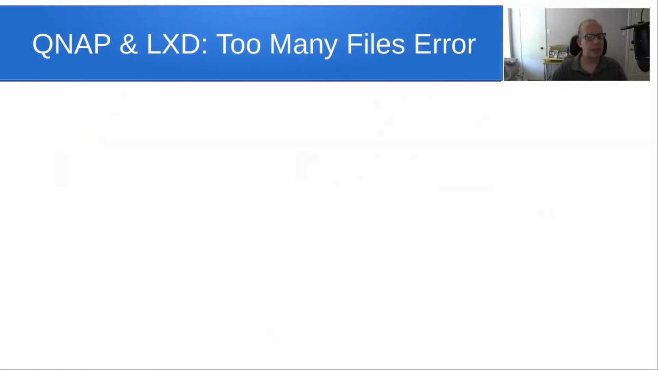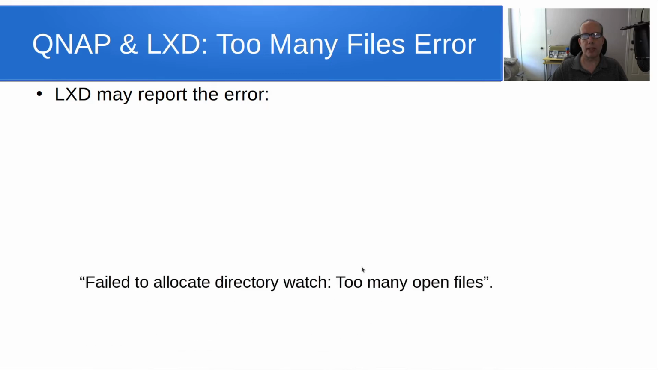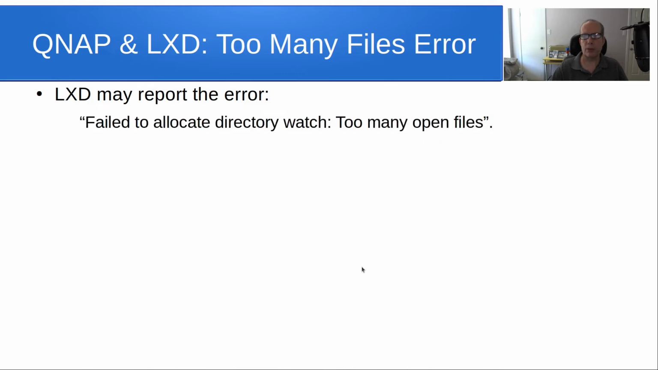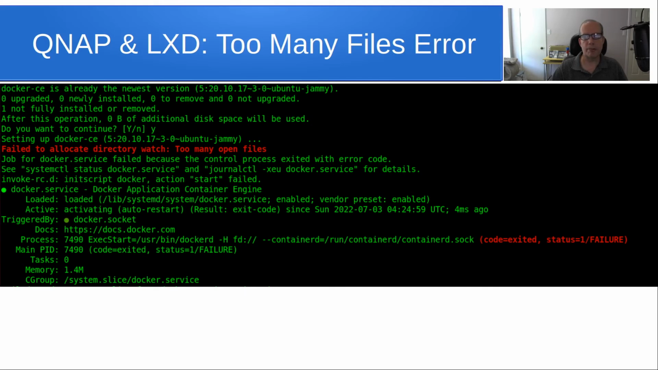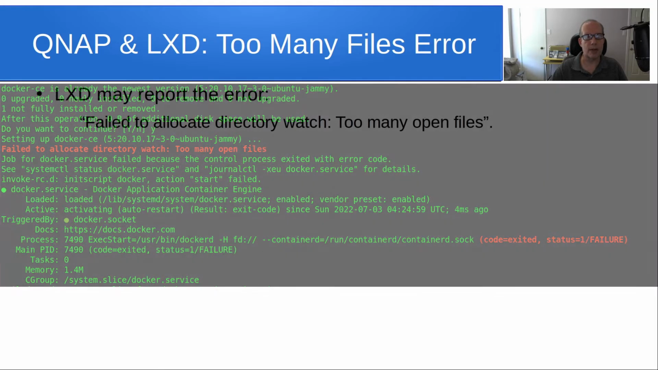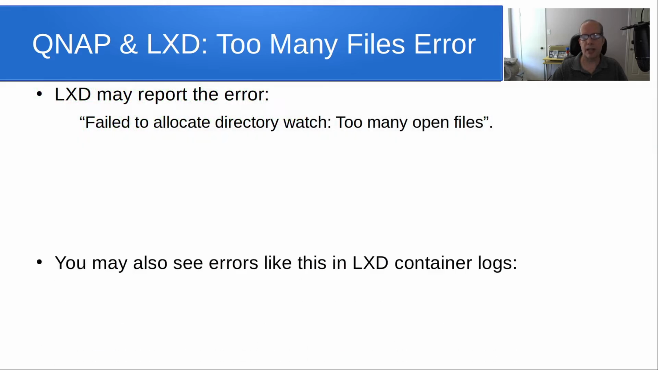So today I want to talk a little bit about a problem that I've noticed on QNAP NAS, but could very well exist on other installations that use LXD containers. Specifically, this is related to a too many files error and also another error that I'll point out a little bit later. LXD may report the error, failed to allocate directory watch, too many open files. And this will affect your containers by preventing them from starting or perhaps causing odd things to happen in them.